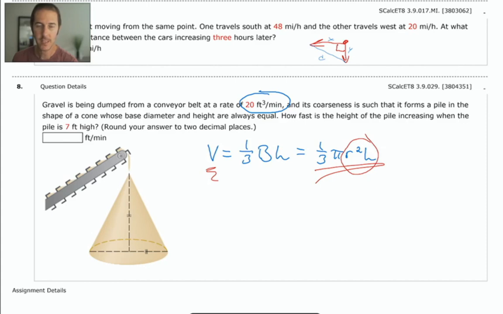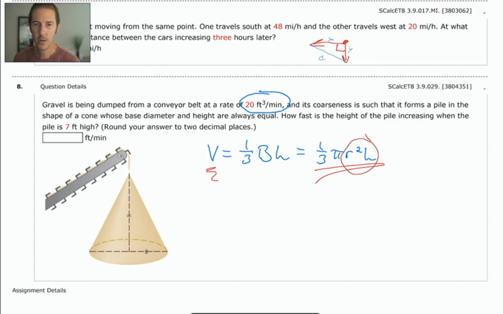They gave us dV/dt. I've already circled it in the problem. How fast is the height of the pile increasing? So we're looking for dh/dt when the pile is 7 feet high. So they're giving us h. Since they gave us h, does that mean they're also giving us r? Sort of. They gave us h, which means they're also giving us the diameter of the base of the pile. So sort of they're giving us r. You'll have to figure out what r is from the diameter.